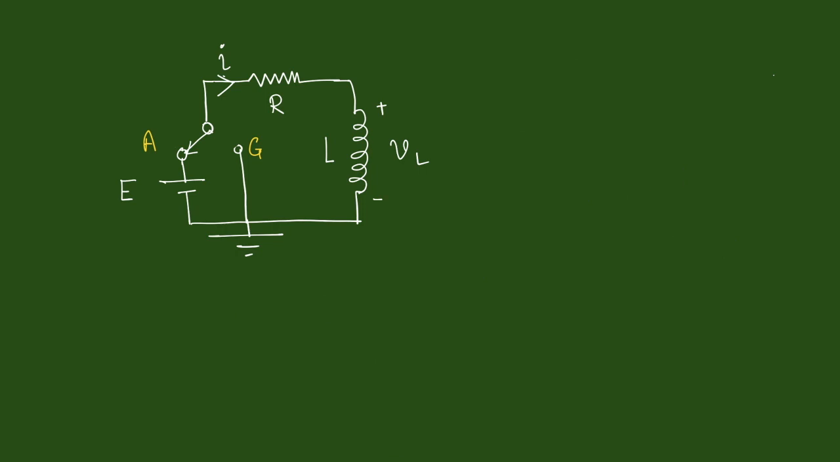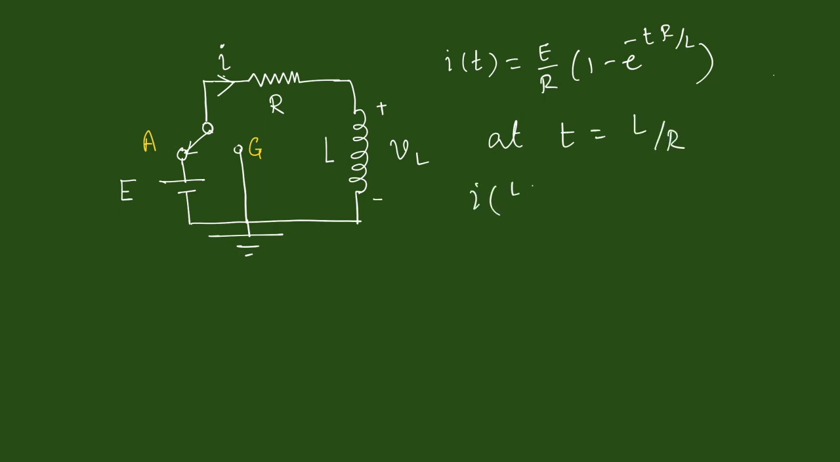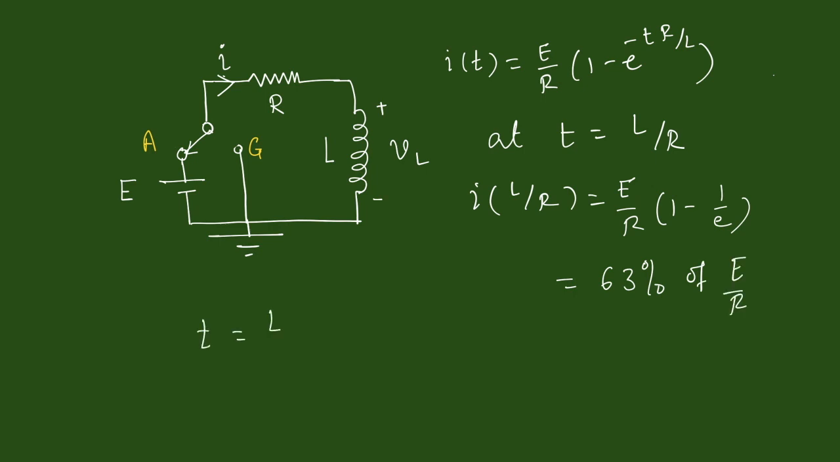As current in the circuit is changing exponentially following the equation I equal to E upon R into 1 minus e raised to minus t into R by L, we can see that at time t equal to L upon R, current will be equal to E upon R into 1 minus 1 upon e. That will be equal to 63% of E upon R. This time t equal to L upon R is denoted as tau, and this is called the time constant of the LR circuit.